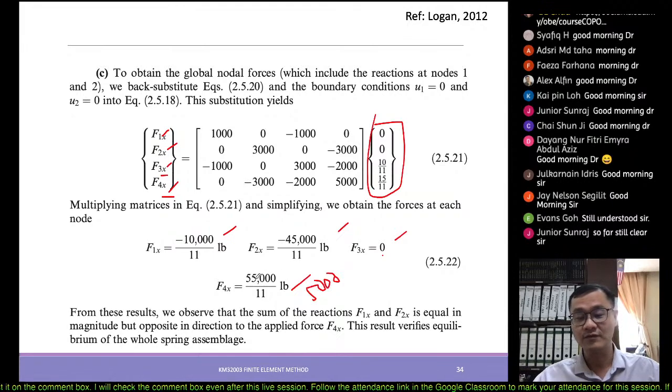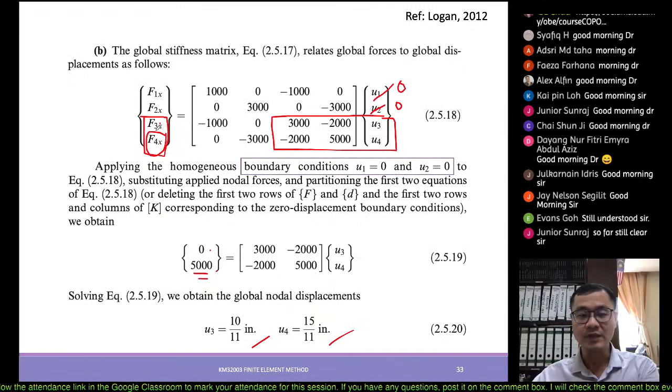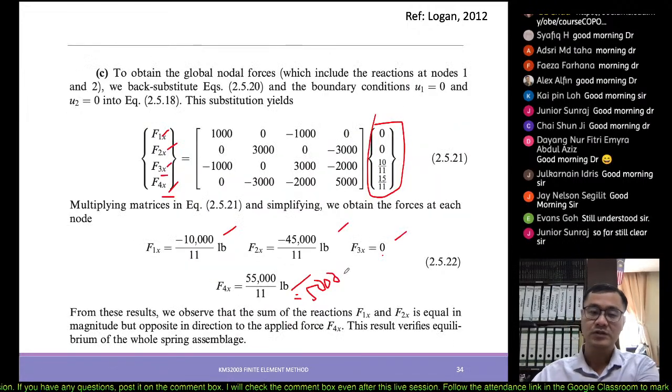This one, 55,000 divided by 11, you get 5,000 actually. So they are the same as this. If not, then something is wrong with your solutions over here. So once the double check is correct, then we can proceed to the next part.